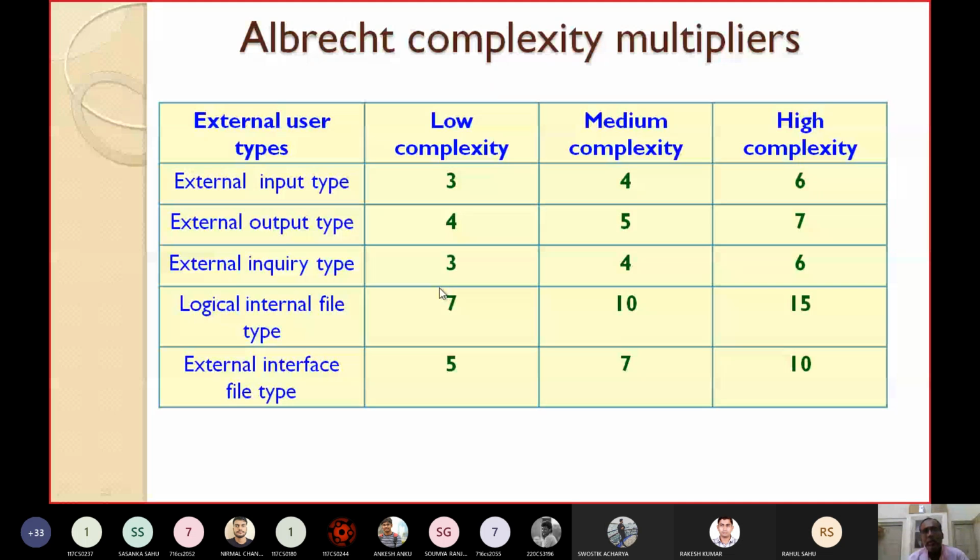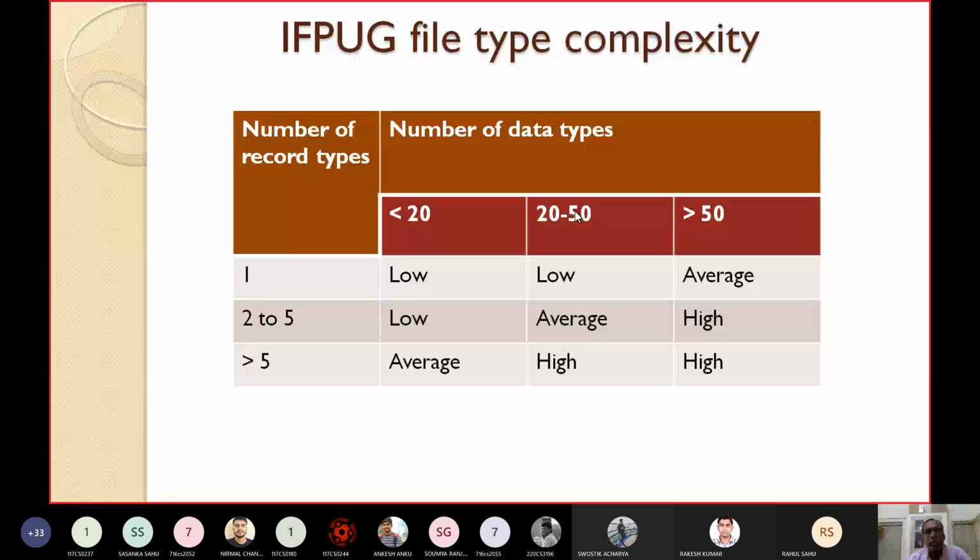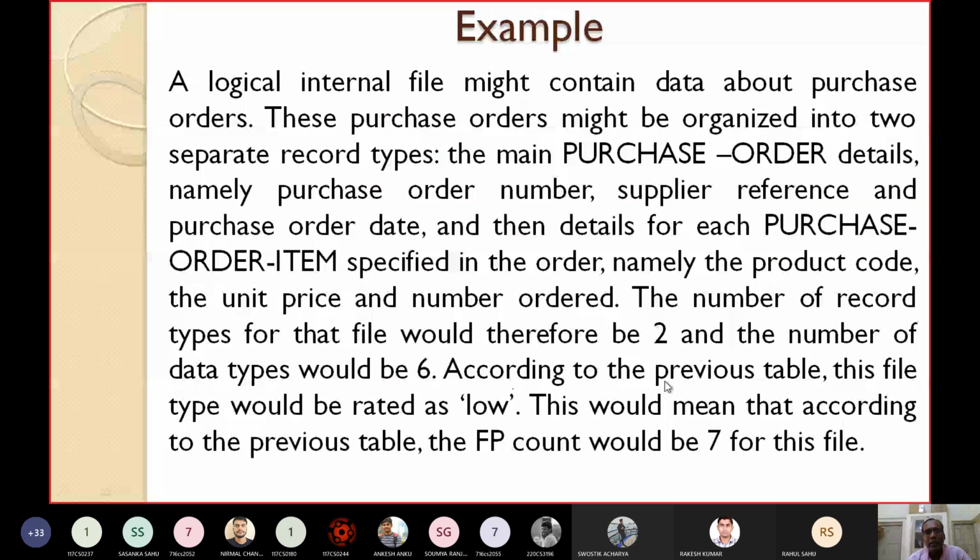for the particular component by looking at these tables. So according to the previous table, this file type will be rated as what? Low, because only 2 records are there. And according to the previous table, the FP count would be how much? 7 for this file. So 2 records and the total number of data items is 6. So this entry I can take low, and for low it is 7. In that way, you will be able to do this.